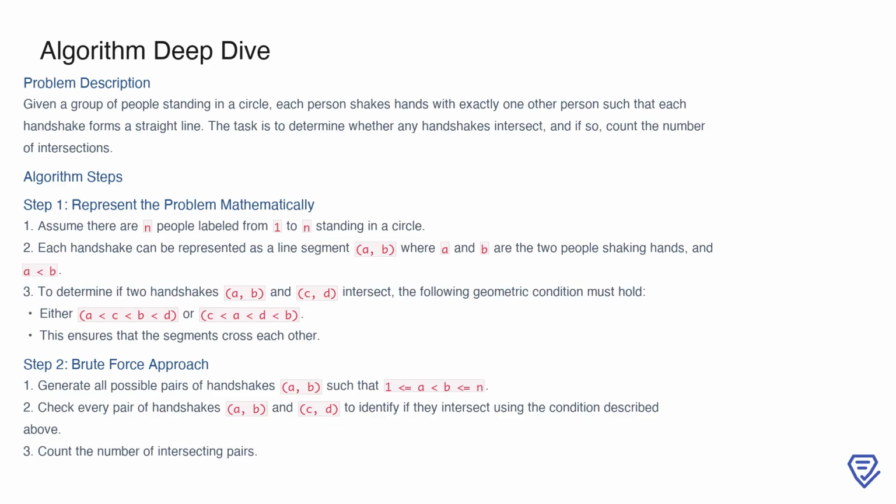Geometrically, two segments, (A, B) and (C, D), cross each other if the order of their endpoints alternates, meaning either A < C < B < D, or C < A < D < B, holds true. With this condition defined, a brute force approach can be developed by generating all possible handshake pairs and checking each pair for intersection using the condition. While this method is simple to understand, it involves checking every pair, resulting in a time complexity of O(n) squared. This inefficiency makes it less viable for large values of n and motivates the need for optimization.